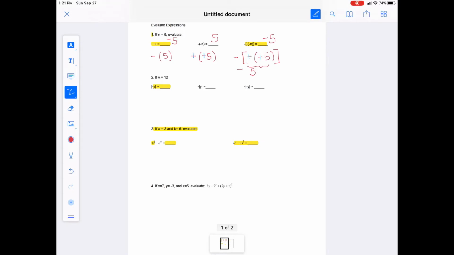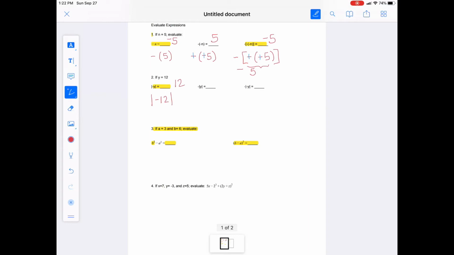2 introduces absolute value. And remember, absolute value by definition is how far that number is away from the origin on our number line. So now I'm asked to plug in 12 for y. So it looks like this. So now I've got the absolute value of negative 12. How far away is negative 12 from the origin? It's 12 units away. And so for my highlighted problem 2, that would be 12.